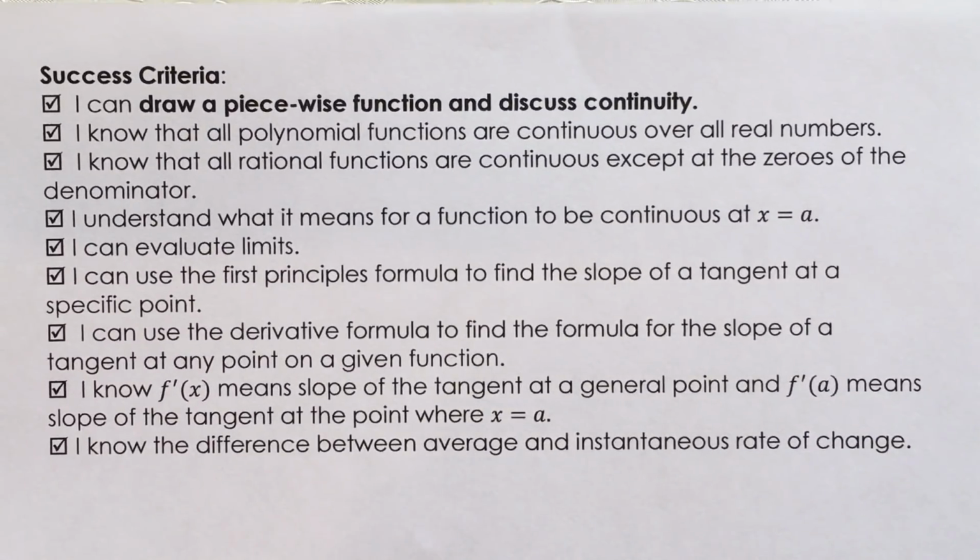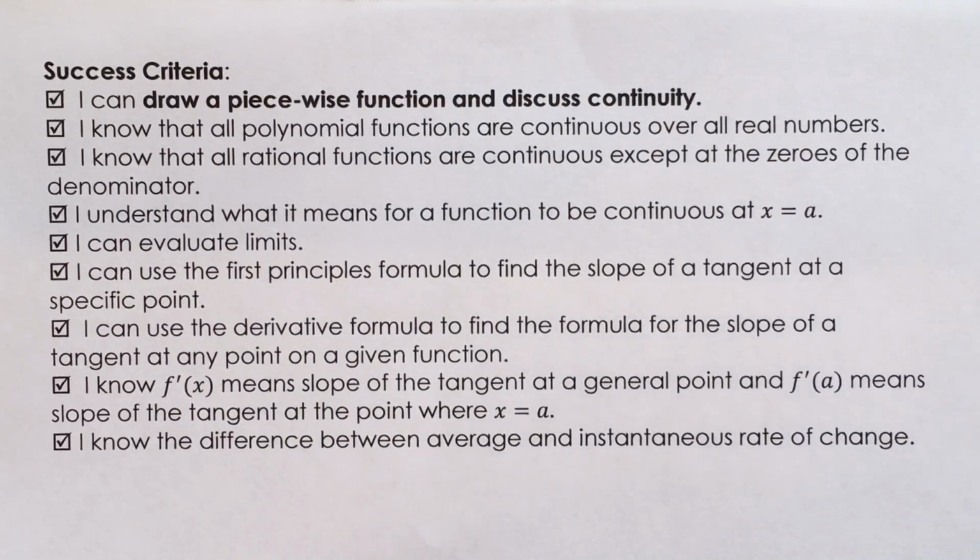All right. So I just put together the success criteria, kind of things we went over today, but things that are important for this first unit. We can draw a piecewise function and discuss continuity. Know that all polynomial functions are continuous over all real numbers. Know that all rational functions are continuous except at the zeros of the denominator. Understand what it means for a function to be continuous at x equals a.